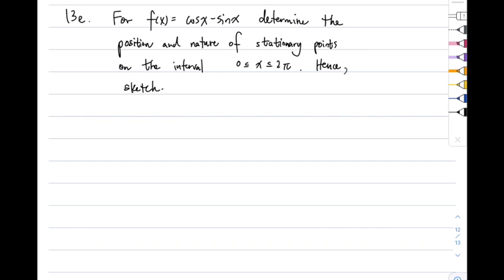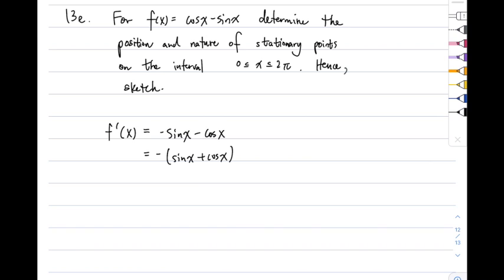To find the stationary points, you're going to first have to find the first derivative, and you're going to have to set the first derivative equal to 0. The derivative of cosine is negative sine. And then the derivative of negative sine x will just be negative cosine x. Okay, so that's your derivative. It's pretty straightforward. If you want, you can factor out a negative sign from the derivative, although you don't have to.